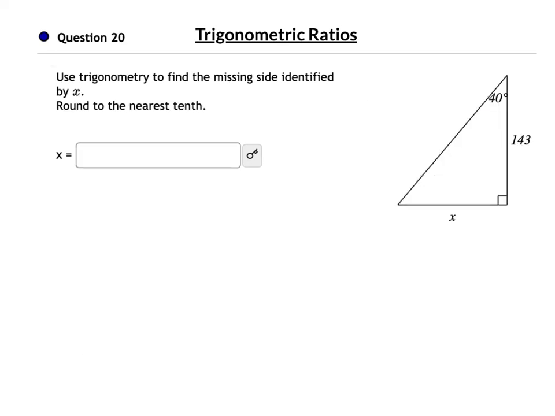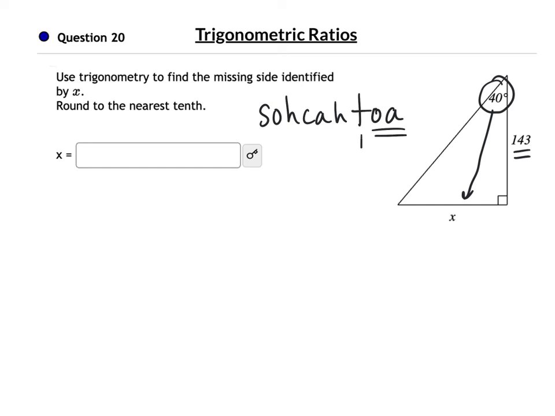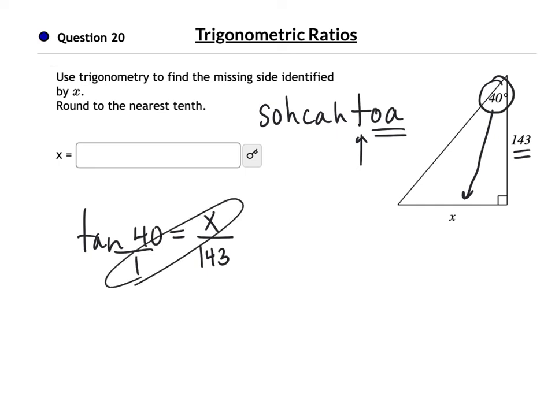Question 20. SOHCAHTOA. We have the opposite side. We're using 40 as our point of reference. Opposite is x. And this is the adjacent side. Opposite and adjacent. That's tangent. The tangent of 40 is equal to opposite x over adjacent 143. We'll put that over 1 and cross multiply. X times 1 is x. 143 times the tan of 40.